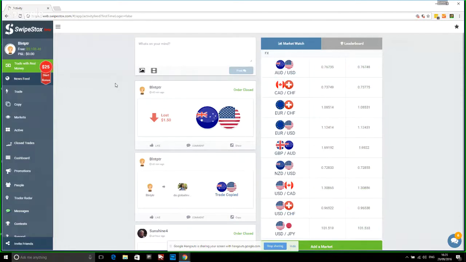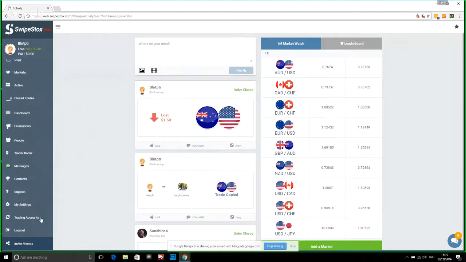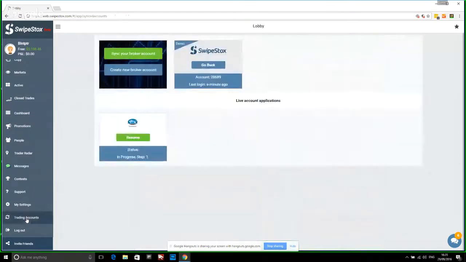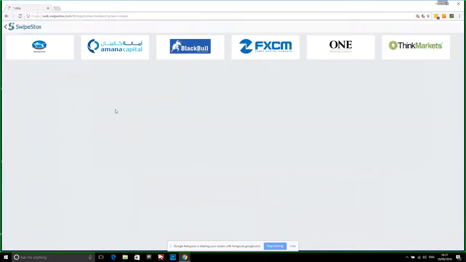And this is where it becomes tricky, because you need to use the correct broker, our recommended broker, and that is the Hanseatic Brokerhouse, in order to get the best deals. So what you need to do is just go down here on trading accounts, and then create a new broker account. And then select the first one, the Hanseatic Brokerhouse.